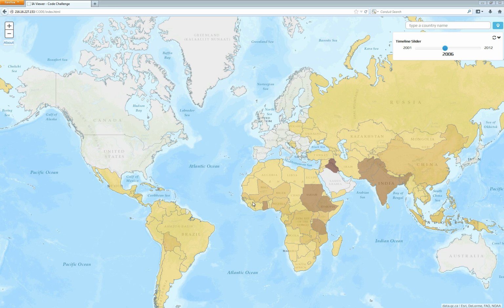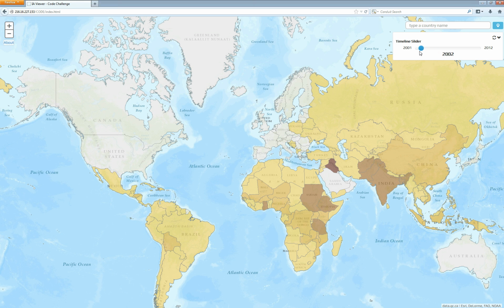The International Assistance Viewer is a web mapping application developed by the Spitballz team from Waterloo, Ontario. We took some data, some CSV files from the data.gc.ca site, and we put it onto a map. We think the patterns we came up with were actually pretty interesting.